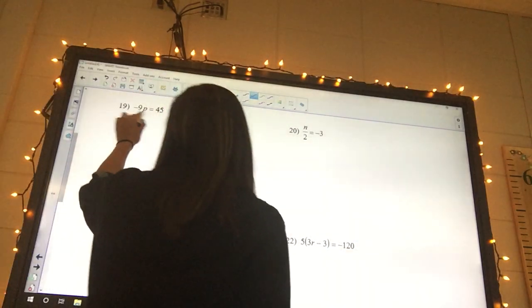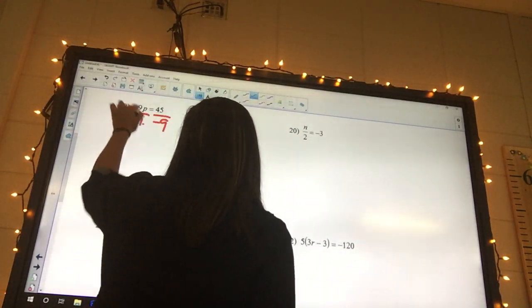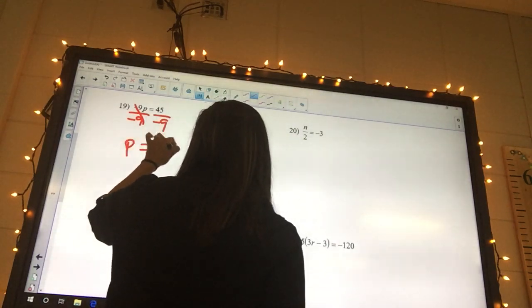Yeah, so we gotta do the opposite and divide both sides by 9. Divide by 9. 5. P equals negative 5.